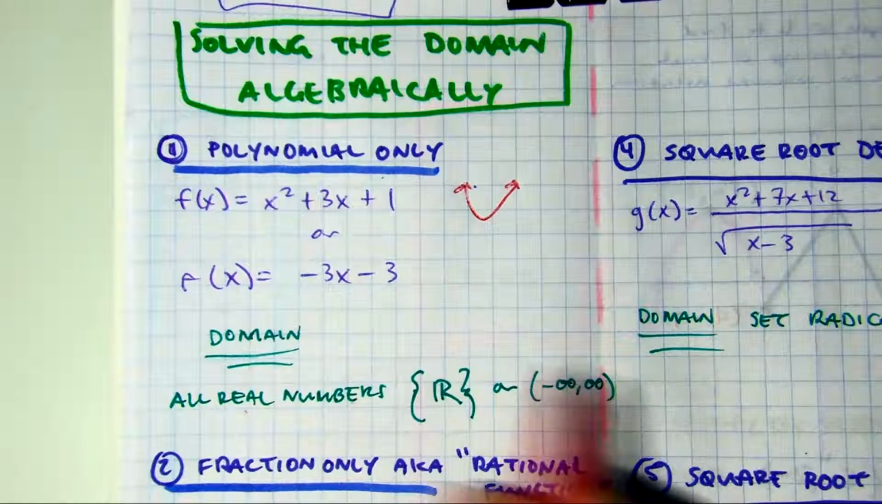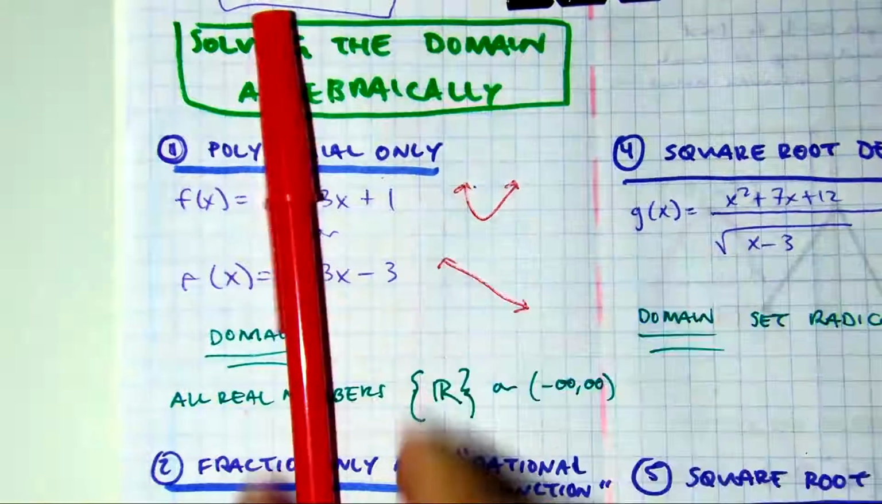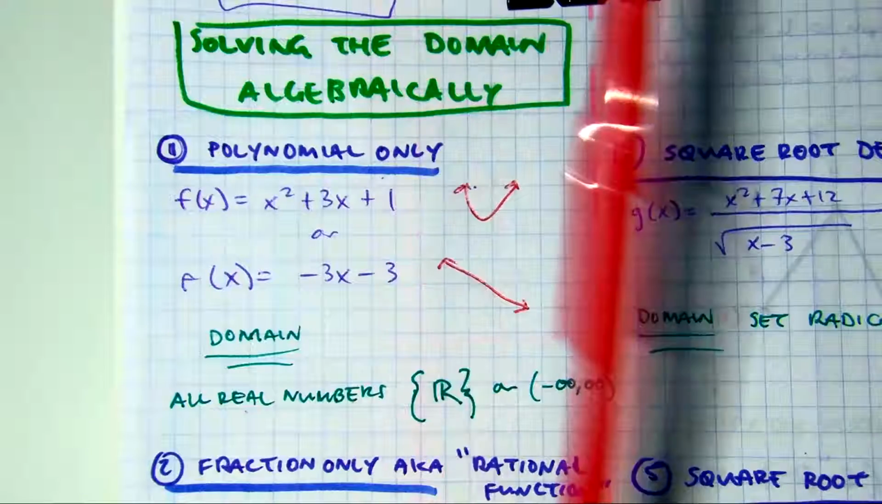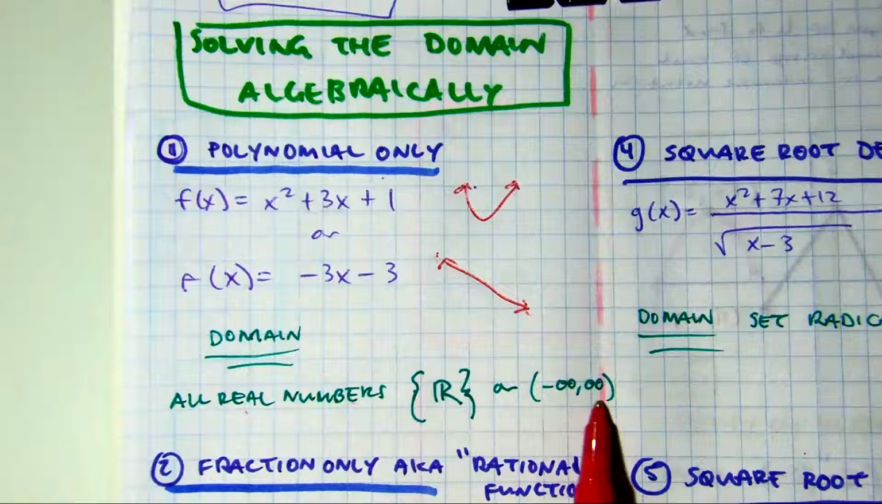And that should be the same thing for a linear. Negative slope, right? Going from left to right, you have arrow to arrow. So anytime you see arrow and arrow, it's always going to be negative infinity to positive infinity, or all real numbers.